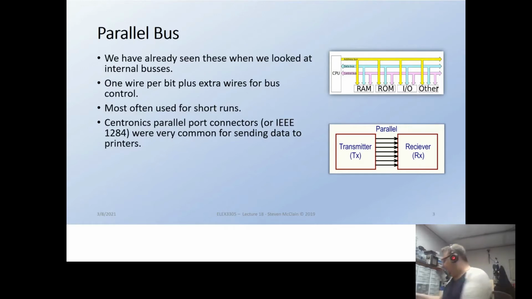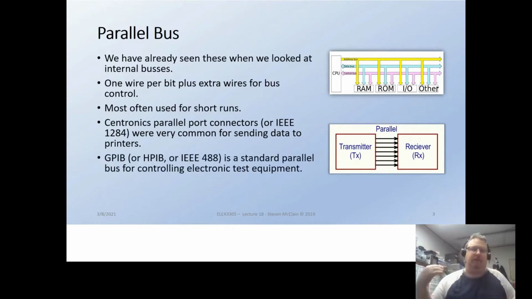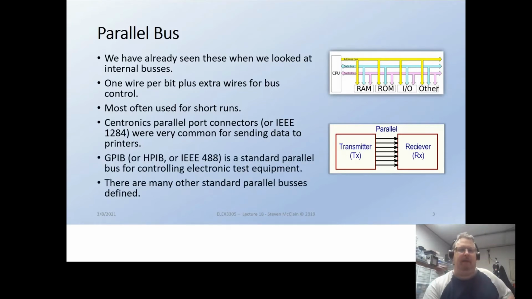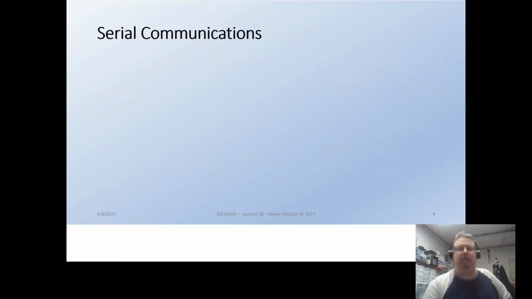Anyway, we digress. So that's parallel, where it's all at once. There's the GPIB; I just showed you one of the cables. There are many standard parallel buses, but what we're interested in today is called serial communications. That's, generally speaking, where your data is transmitted sequentially on 1 pin.